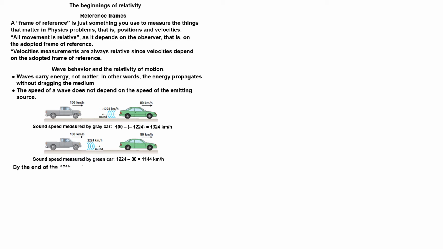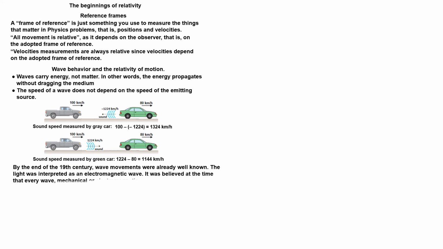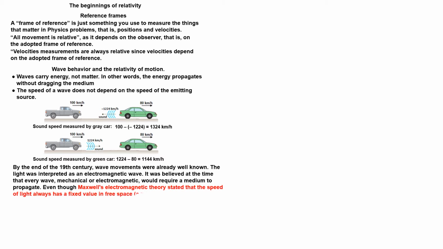By the end of the 19th century, wave movements were already well known. The light was interpreted as an electromagnetic wave. It was believed at the time that every wave, mechanical or electromagnetic, would require a medium to propagate, even though Maxwell's electromagnetic theory stated that the speed of light always has a fixed value in free space.